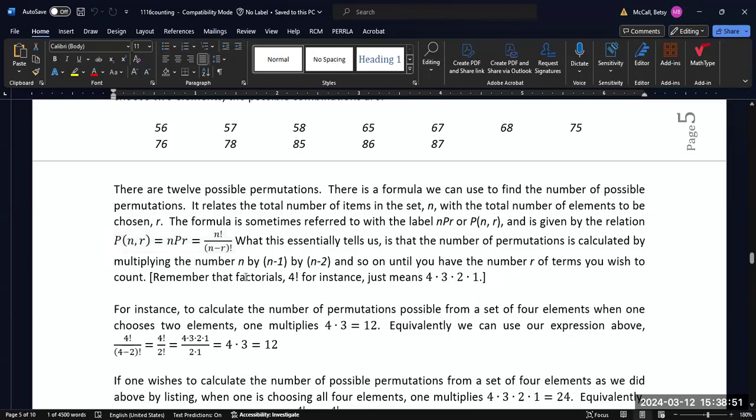So in this example, for our set of 5, 6, 7, 8, that's 4 things, so 4 factorial up top. For this list down here, we're choosing only 2 of them, so 4 minus 2 would be 2 factorial. We multiply these out, we end up with 24 over 2, which gets us 12.